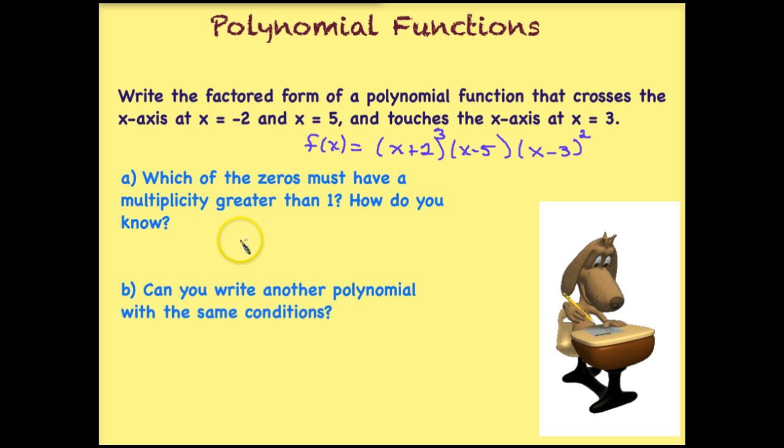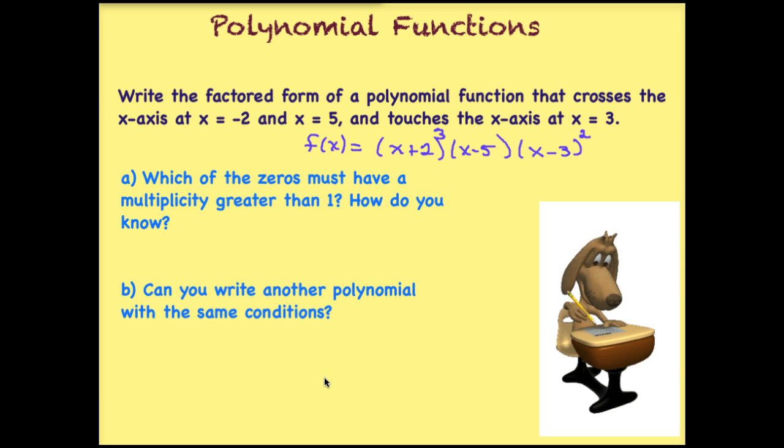Which of the zeros must have a multiplicity greater than 1? Well, let's think about that. We just answered that question. Both of these that cross through can have an odd multiplicity, and one is odd. Well, the next number is 2, and that's even. This one, since it just touches and goes up, has to have an even multiplicity, so it can't be 1, but it can be 2.